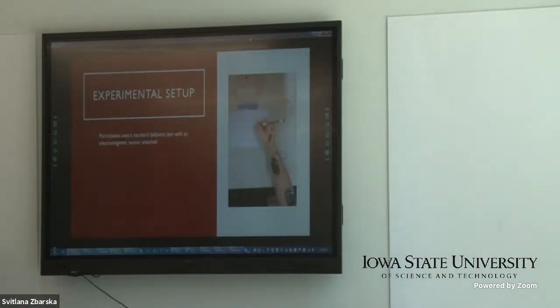So for the experimental setup, participants used a standard ballpoint pen with an electromagnetic sensor attached to the tip of the pen. The electromagnetic position collecting sensor, as seen right here in front of the piece of paper, was placed directly in front of the paper in order to maximize data collection range. And Motion Monitor was used to capture both EMG and kinematic data from data collection.